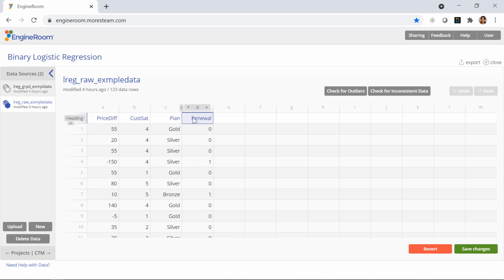Such data are called raw data because they show the individual level response for every customer in the study. If we had instead combined the customers into groups, say by region, and analyzed the number of renewals across regions, then we would be dealing with grouped data.